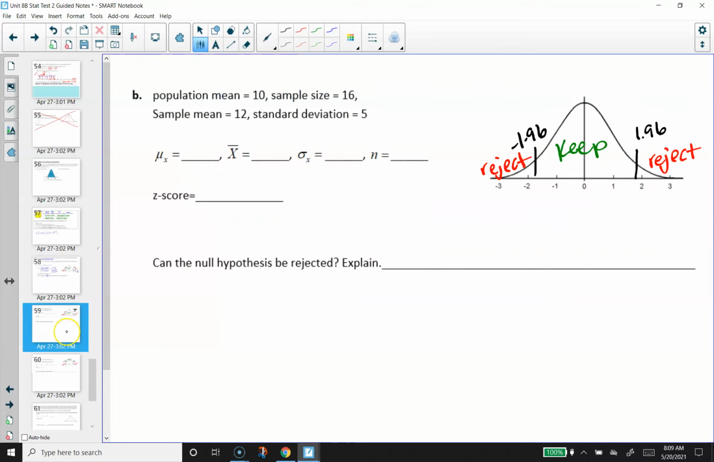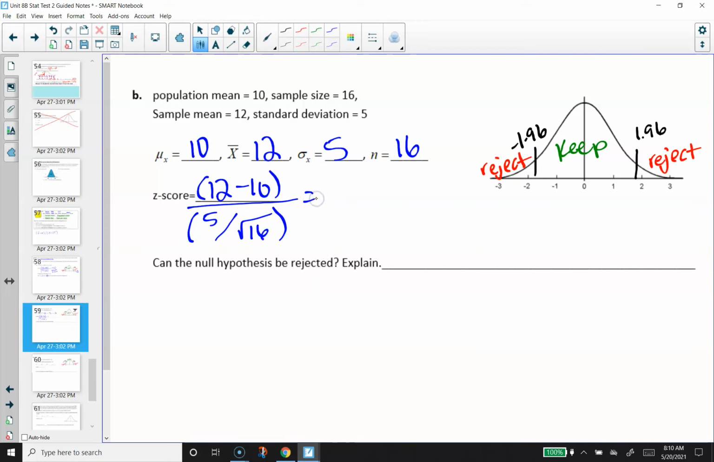All right, one more together. All right, we have a population mean of 10, a sample mean of 12, standard deviation is 5, sample size is 16. Don't fall for the tricks. It is sample minus population. So watch out. Sometimes they don't give it to you in order, so make sure you know how to put it in order. And then standard deviation over the square root of my sample size. Again, type it in as you see it, and this time we're going to have 1.6 as my sample z-score.